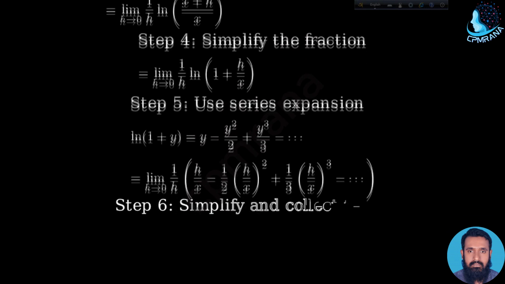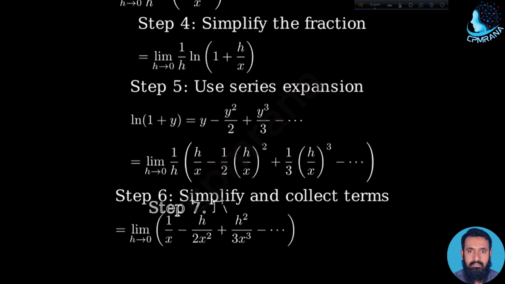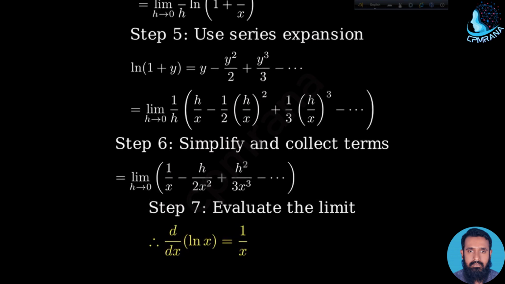Step 6. Let's simplify by collecting terms with h. After rearranging, we get 1 over x minus h over 2x squared plus h squared over 3x cubed, and so on. Finally, as h approaches 0, all terms containing h will vanish. Therefore, the derivative of natural log of x equals 1 over x.